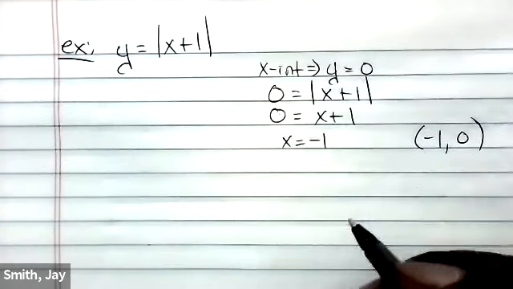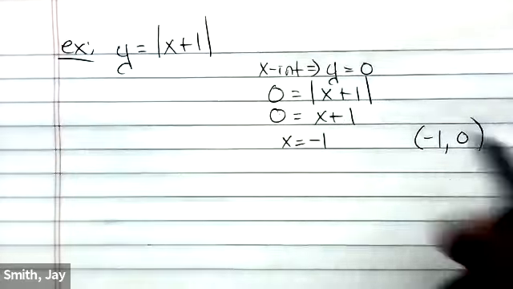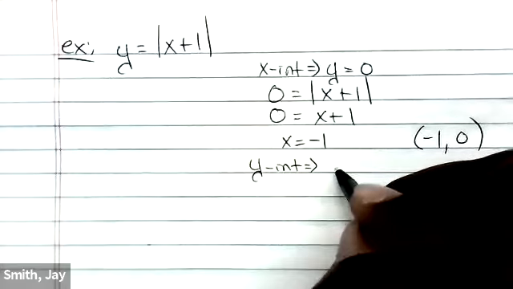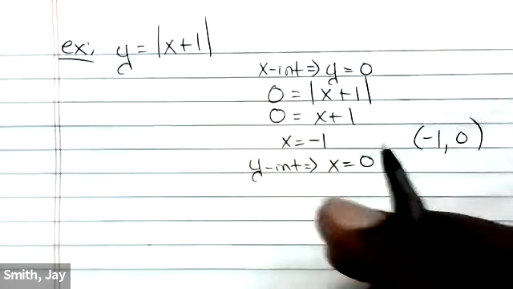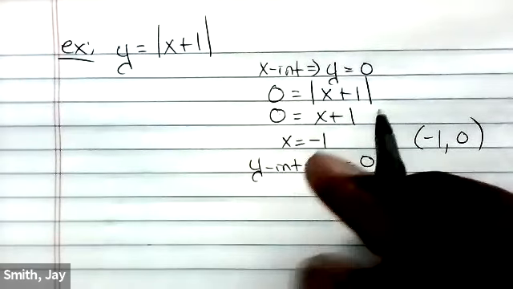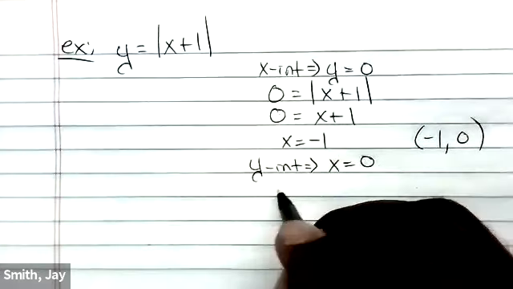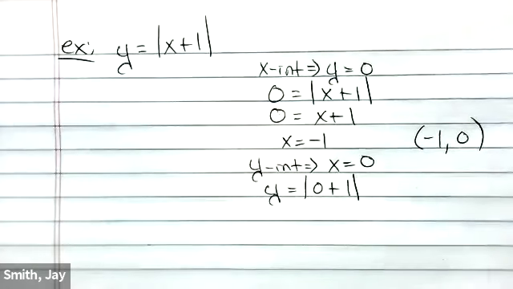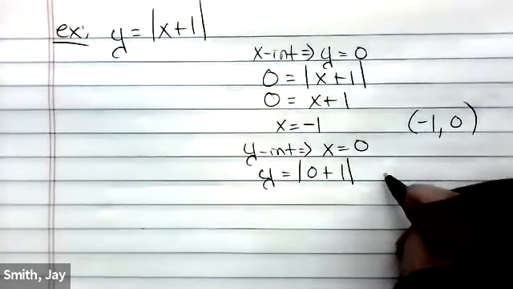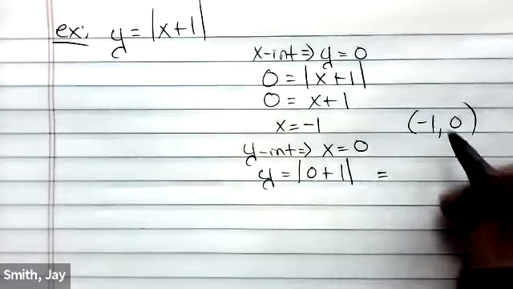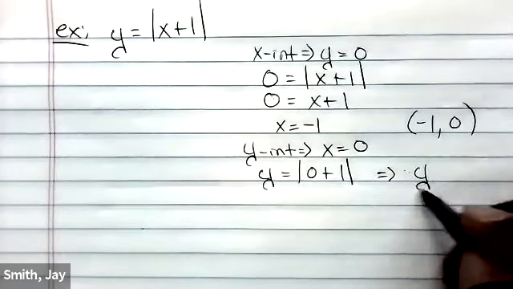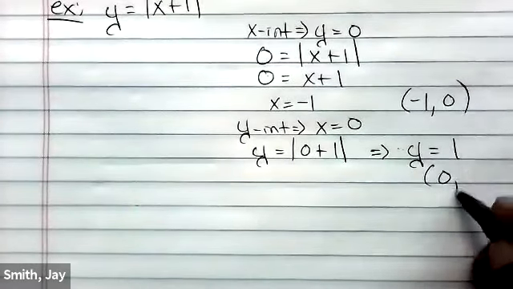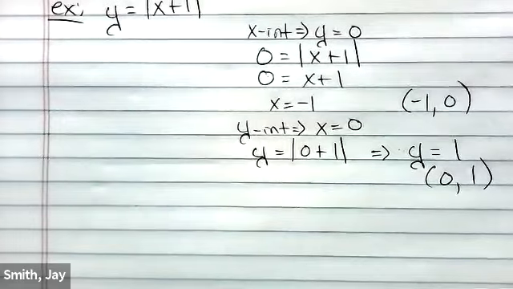All right, for the y-intercept, the y-intercept implies that x is equal to 0. So we have y is equal to the absolute value of 0 plus 1 on my y-intercept. We know 0 plus 1 is 1, the absolute value of 1 is also 1. So my y-intercept is 1. More specifically, it's going to be the ordered pair (0, 1).